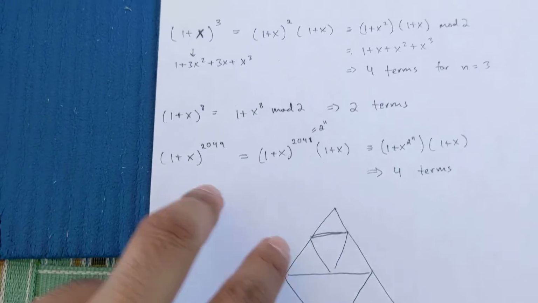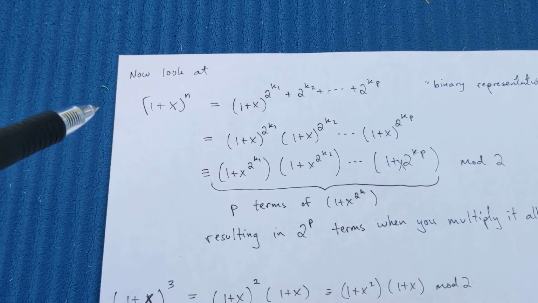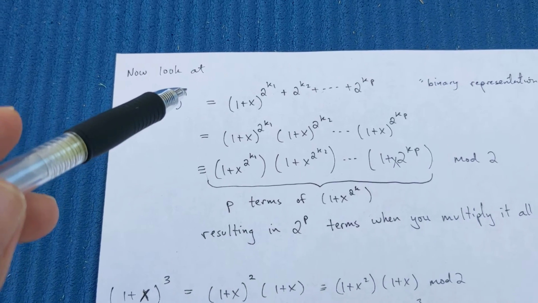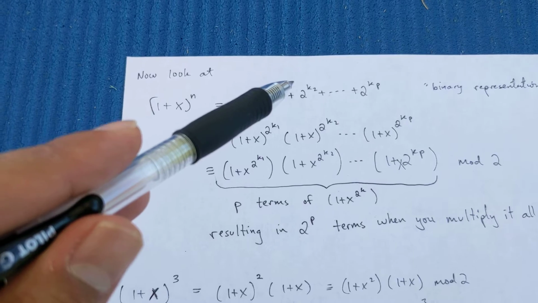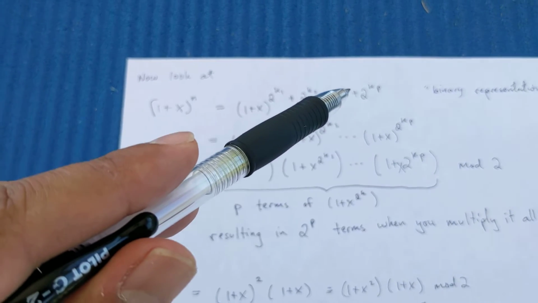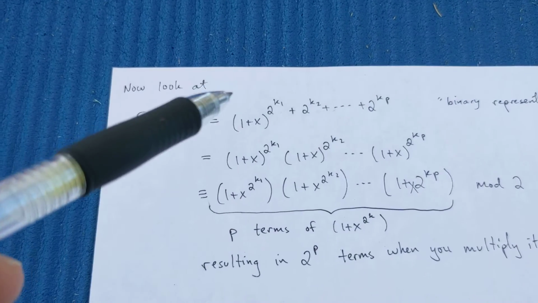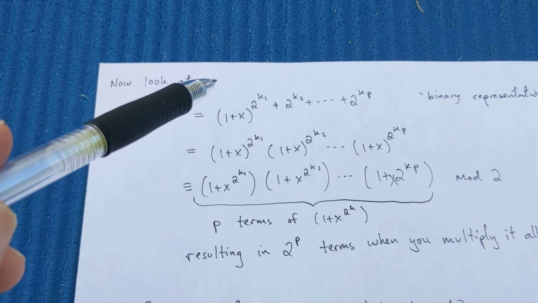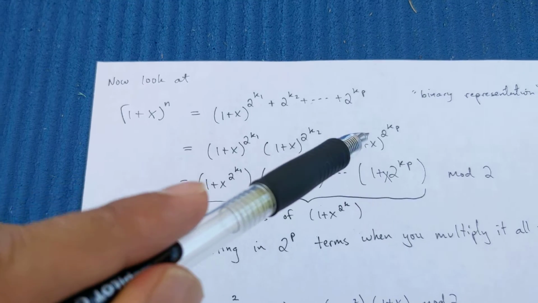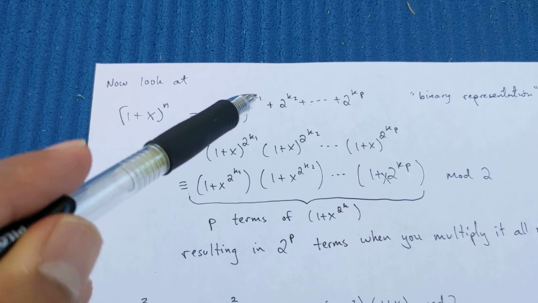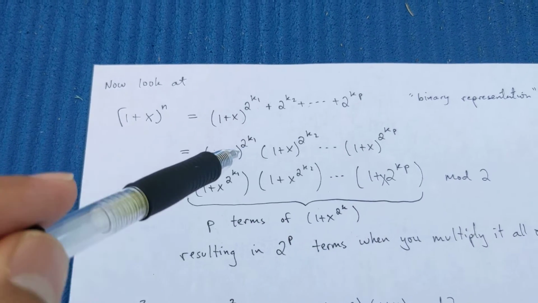With this proof, we can then show that for (1+x)^n, you can actually decompose it into a binary expansion. So (1+x)^(2^k1 + 2^k2 + ... + 2^kp). So you can expand this out. Right now this is standard algebra. We're just basically multiplying these terms together because addition in the exponent converts into a product of the terms.